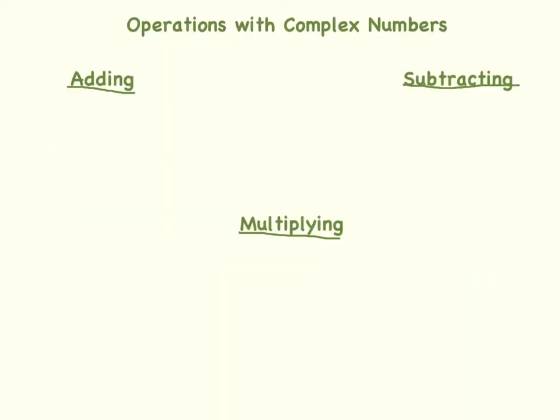Now let's look at how we do operations with complex numbers. First, we will look at addition. We are adding two binomials. The first one is 3 plus 4i, and then we're going to add to that the binomial of 6 minus 9i. Now addition is very simple, and it doesn't require many steps. You literally just combine the like terms.